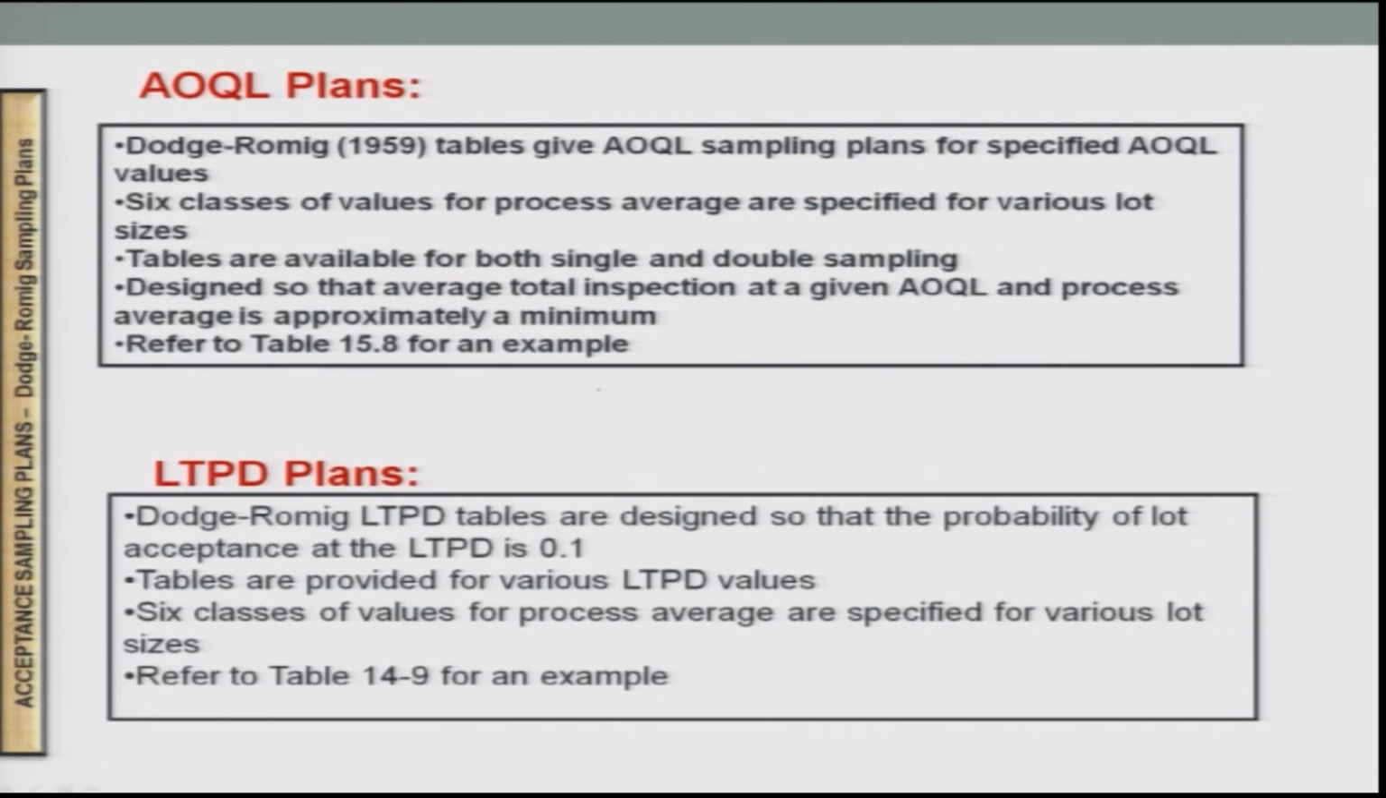And if you go to the LTPD plans, the Dodge-Romig LTPD tables are designed so that the probability of lot acceptance at the LTPD value is 0.1. So, obviously, there would be a 1-to-1 correspondence between the PPM and the AQL and the LTPD values. 6 classes of values are there for process averages, and examples are given in detail in the Montgomery book.